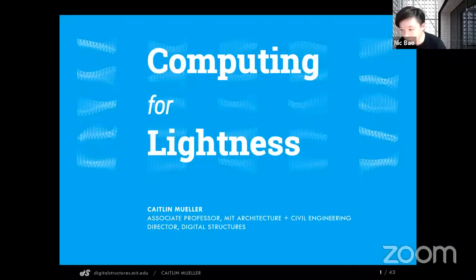discussion later. So the next presenter is Catherine Miller. She is a researcher and educator who works at the creative interface of architecture and structural engineering. She is currently an associate professor at MIT in the Department of Architecture with a joint appointment with Civil and Environmental Engineering. She is based in the Building Technology program where she leads the Digital Structure Research Group.